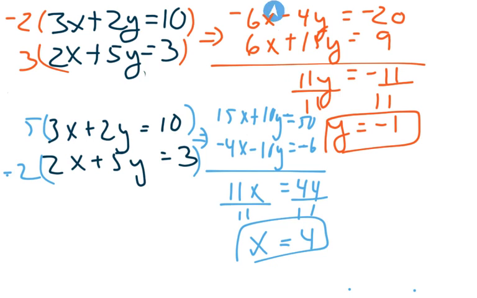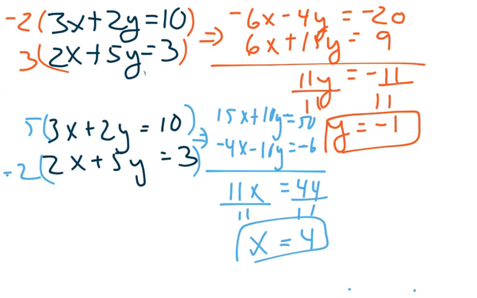Multiplied them going across so that my x's would eliminate. I have a negative 6x and a positive 6x. Now notice the decisions. First, I had to decide to eliminate x. Then I had to decide which of the numbers was going to be negative, okay?